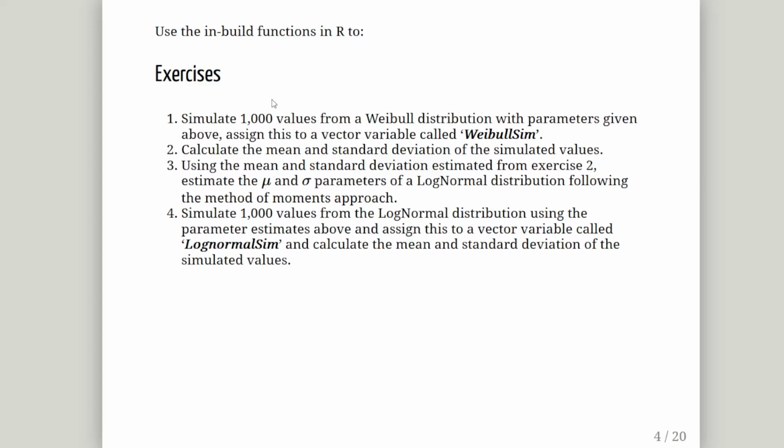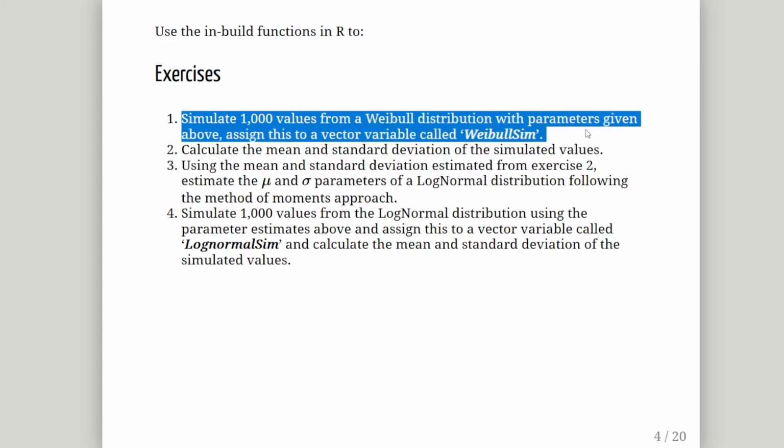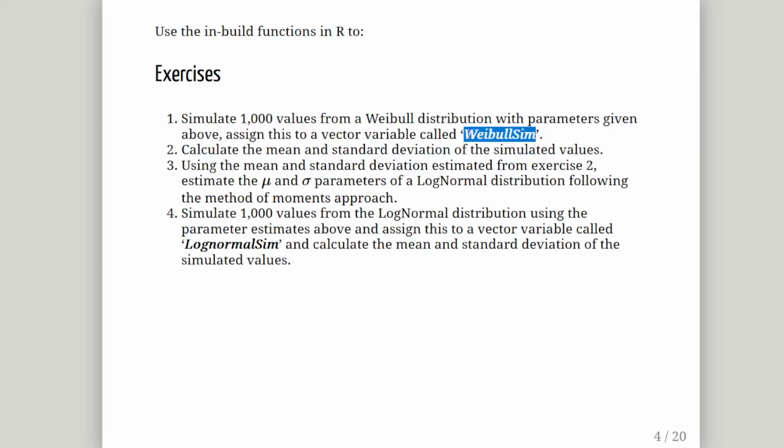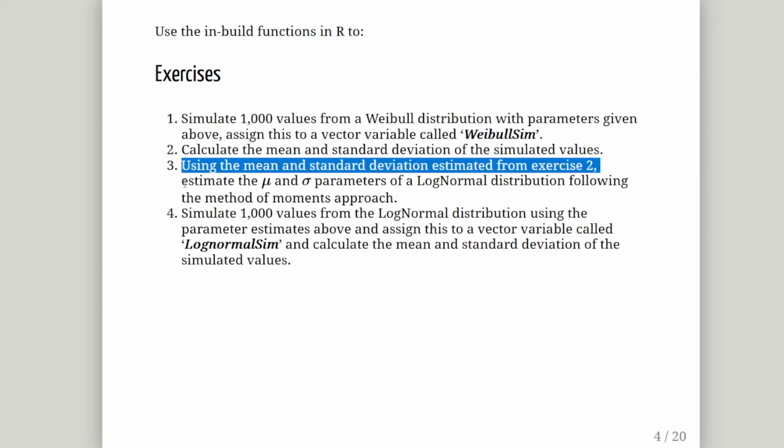The first one is simulate 1,000 values from a Weibull distribution with parameters given previously. Assign this to a vector variable called Weibull sim. The second question is calculate the mean and the standard deviation for the simulated values. So let's get the mean and standard deviation of Weibull sim. Question three, this is an interesting one. Use the mean and the standard deviation estimated in exercise two.